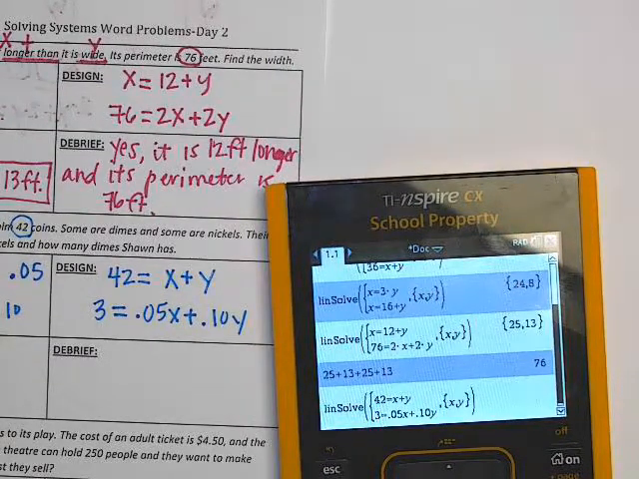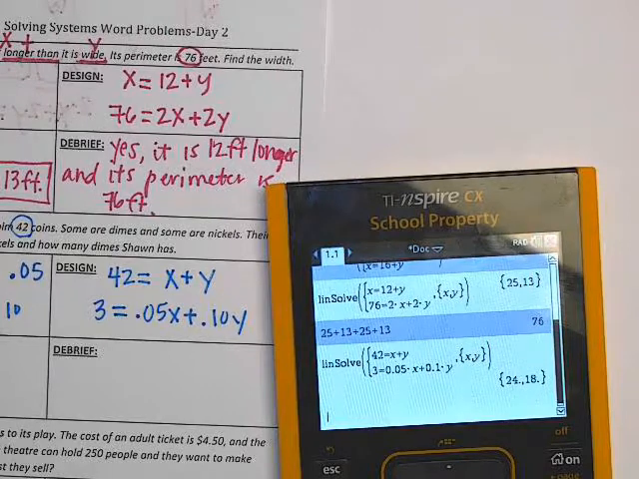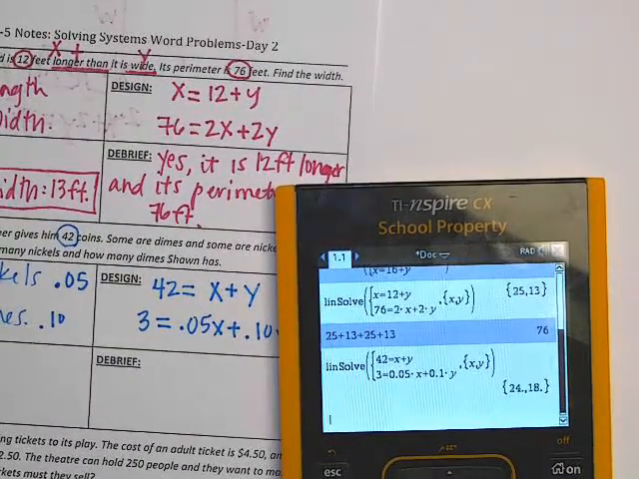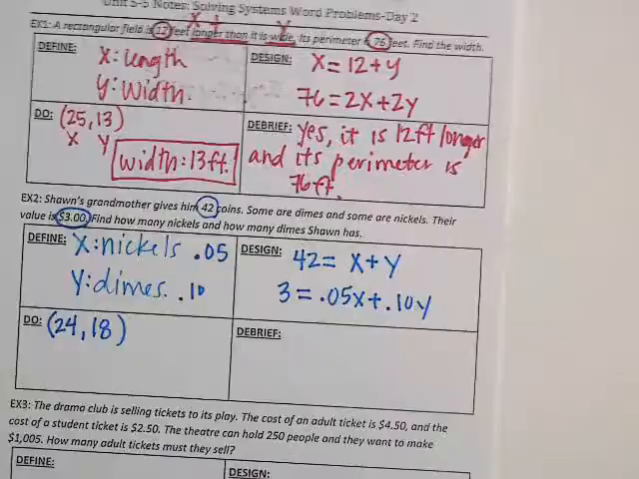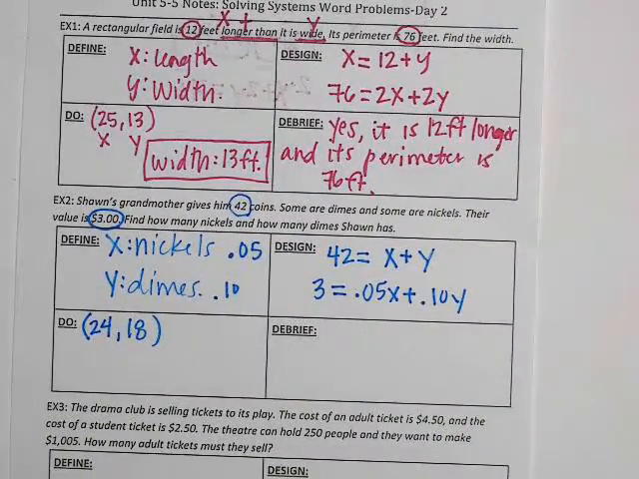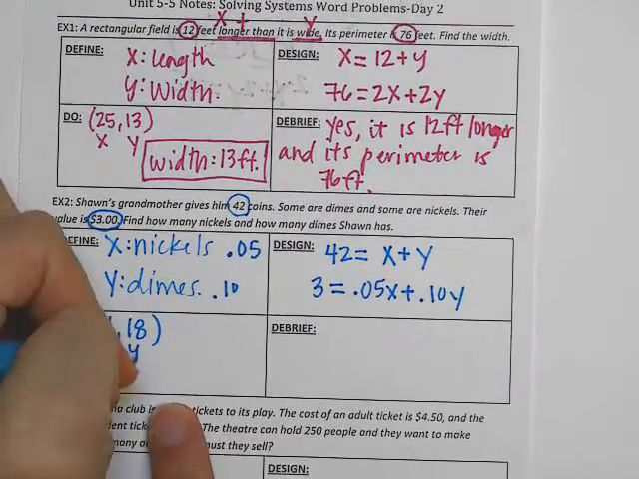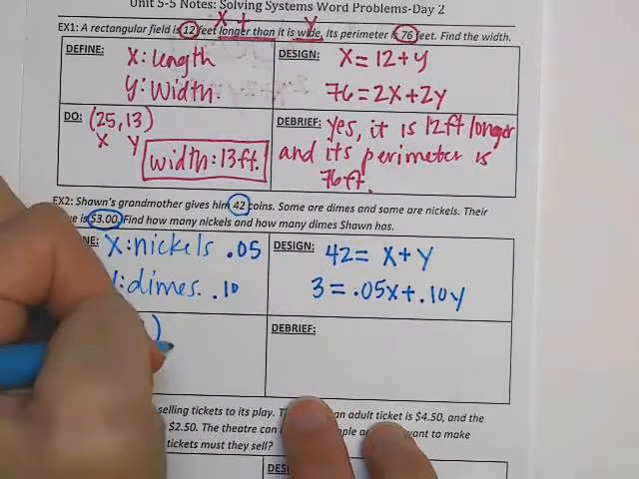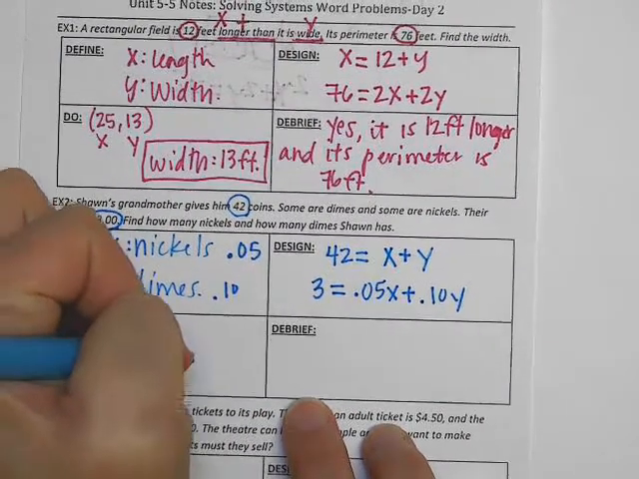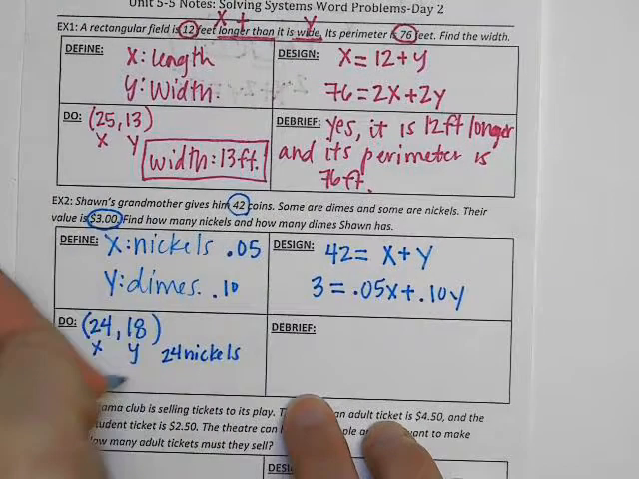Everybody should be plugging this in right now. Okay, you hit enter. What do you get? 24 and 18. Okay, what's it ask for? How many nickels and dimes? So do I need to know both numbers this time? Yes. So how many nickels? 24 nickels and 18 dimes.